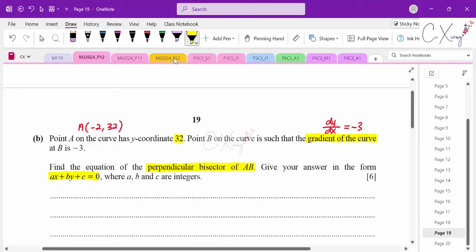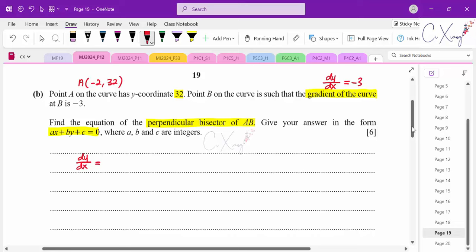Okay, I have the coordinate for A. To get the perpendicular bisector of AB, I need point B first. So how can I get point B? I have to start from here: dy/dx equals -3. Okay, so let us find out, with dy/dx equals -3, what do I get for the x coordinate of B? From part A just now, I know that my dy/dx is -3 times (5 minus 2x) to the power half. This is my dy/dx, right? So we let it equal -3.